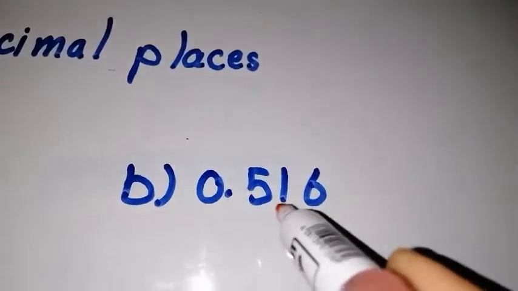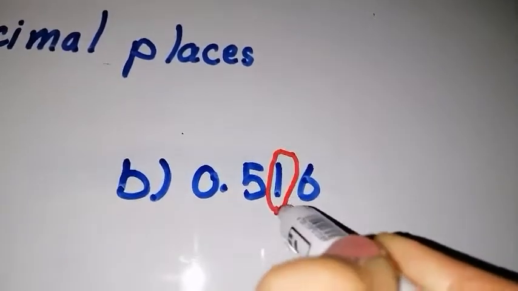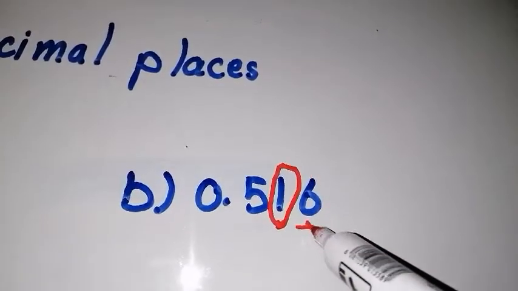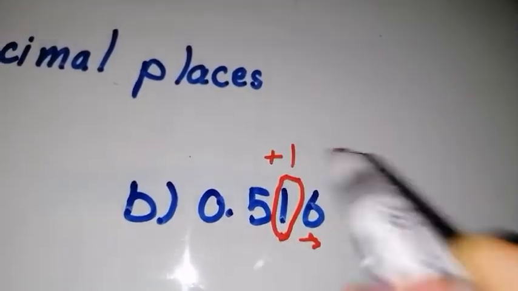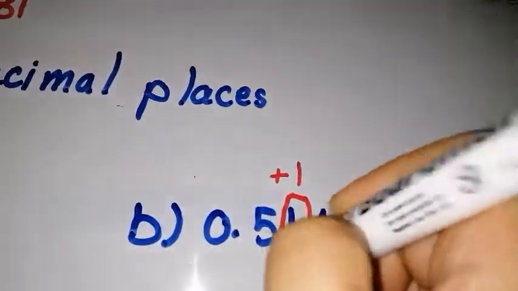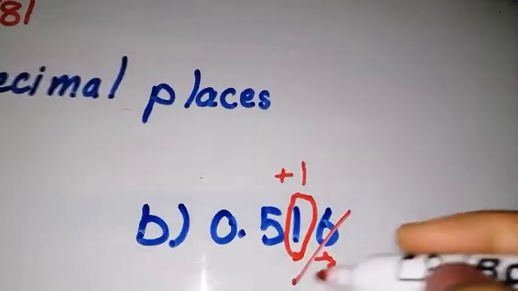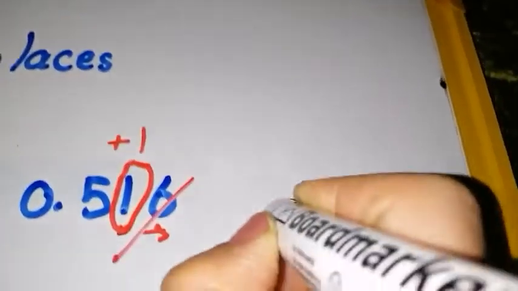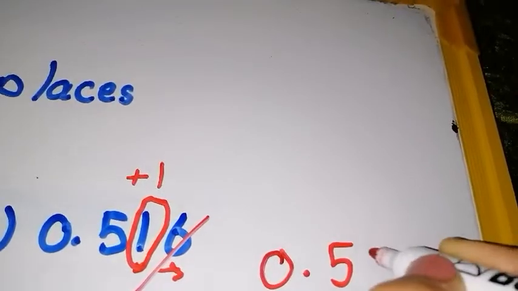Circle the number, which is the second decimal place here. Look next door. Here I have 6. 5 or more. Yes, 5 or more. So I'm going to add 1 more. Okay. Numbers here, I will just ignore. Numbers on the left just stay the same. So the number will be 0.5. And here 1 and 1, 2. Okay. Let's see C.